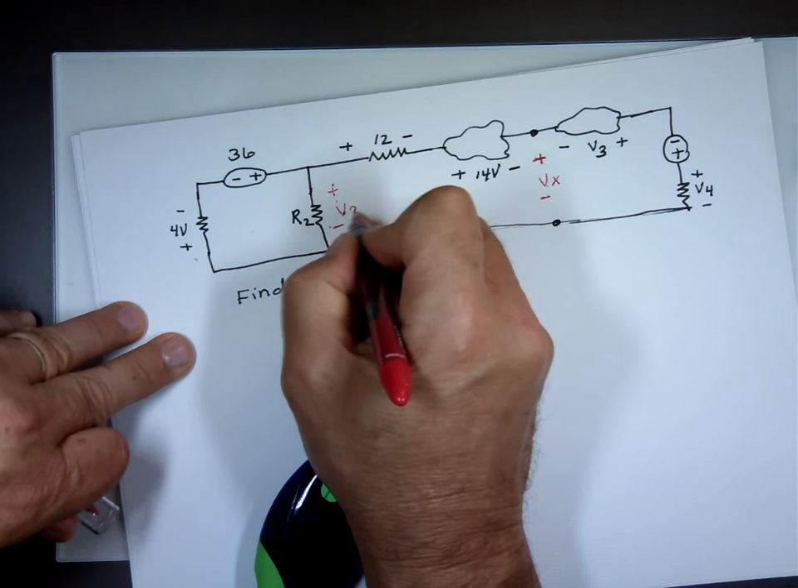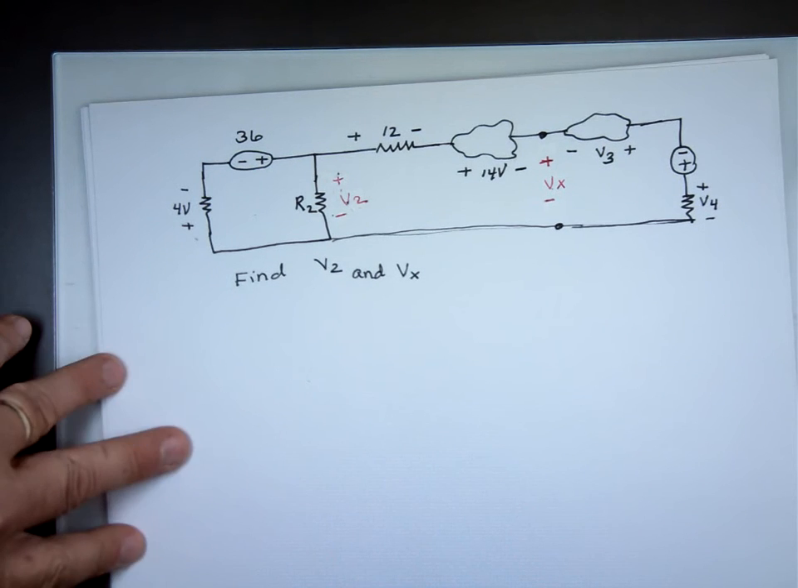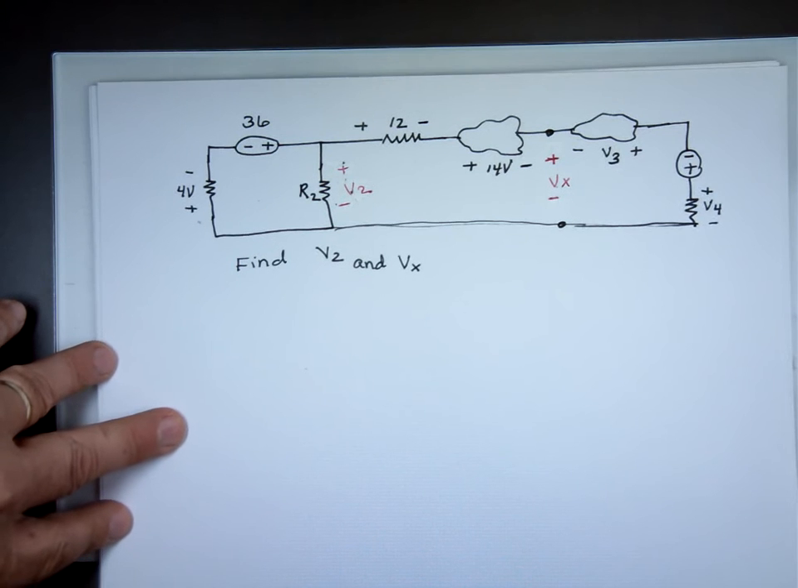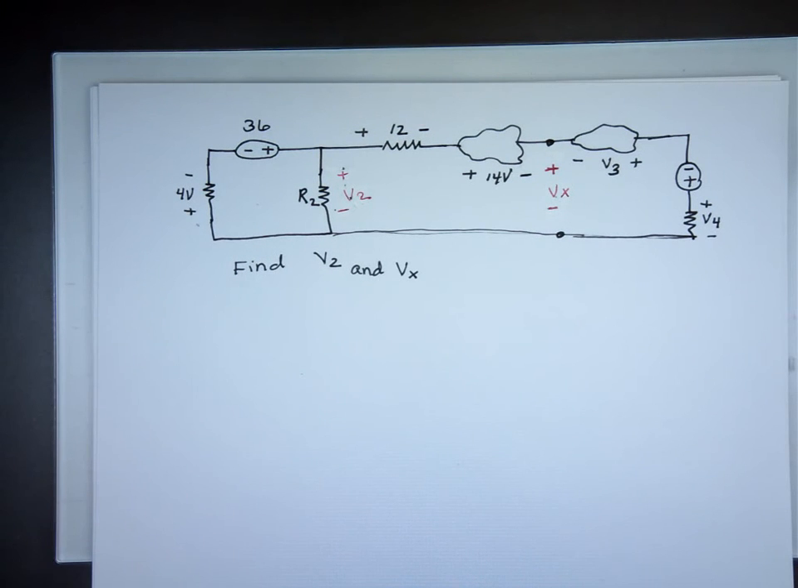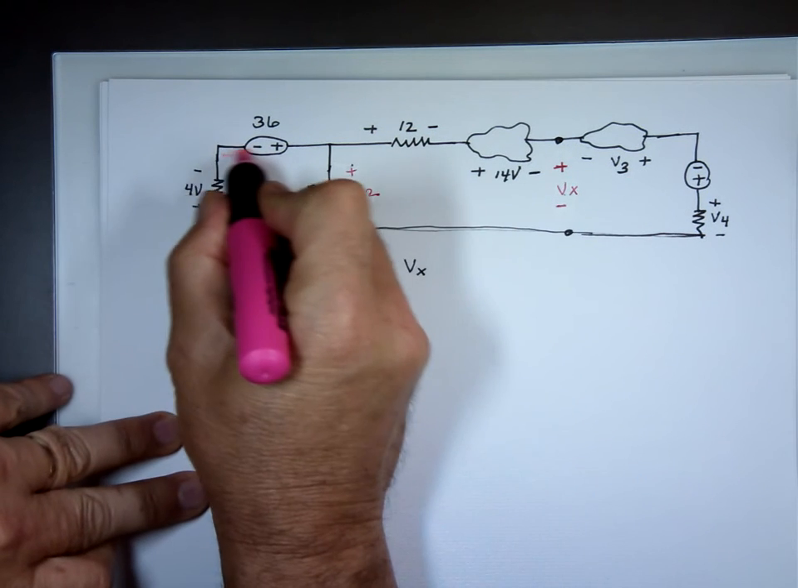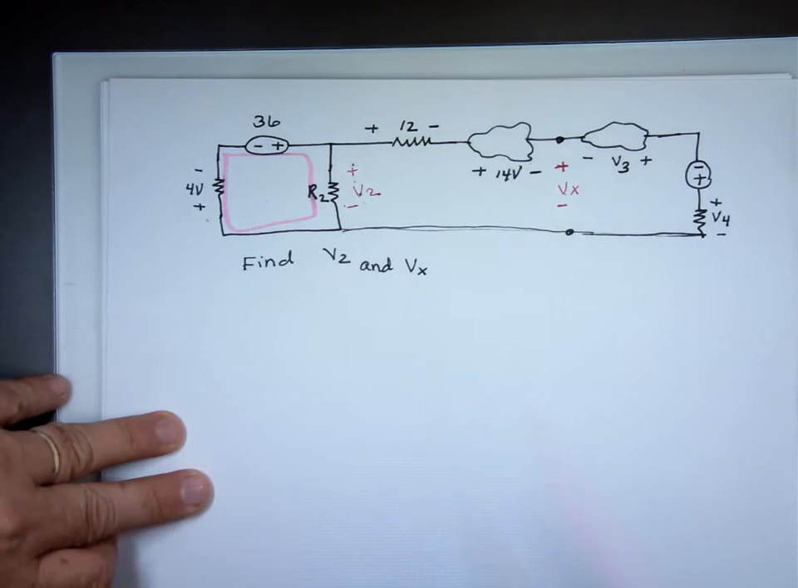So these are the ones I want to find: V2 and Vx. Let me find V2 first. Notice I see a closed loop right here. Can you see it? Try not to highlight the whole thing. Can you see that closed loop right there?